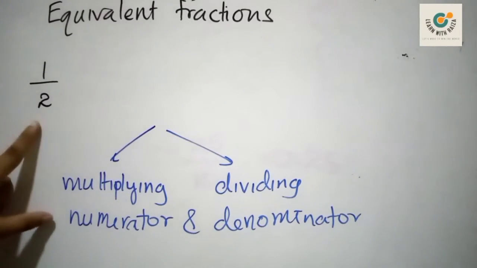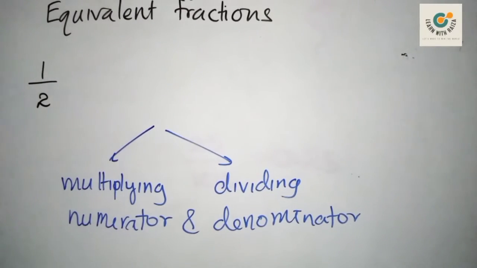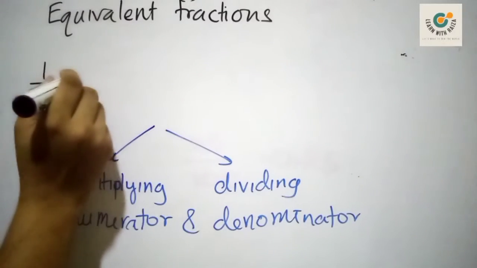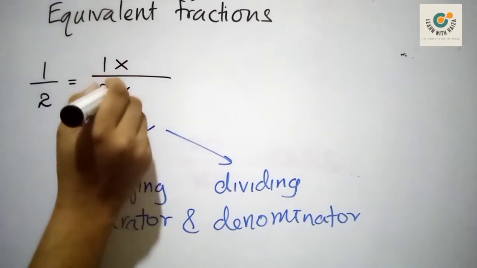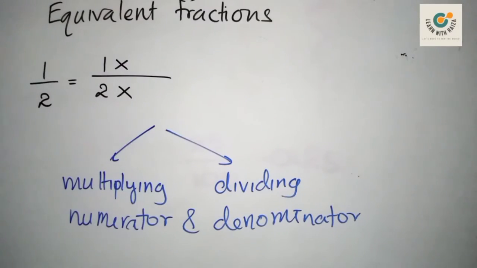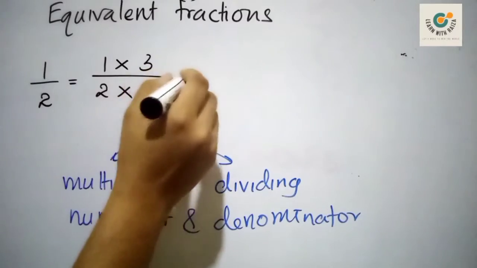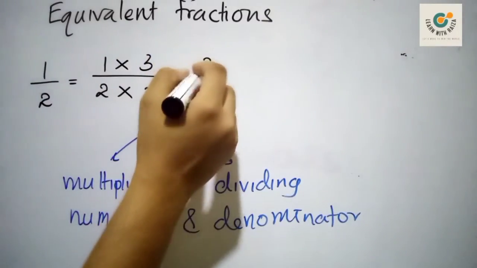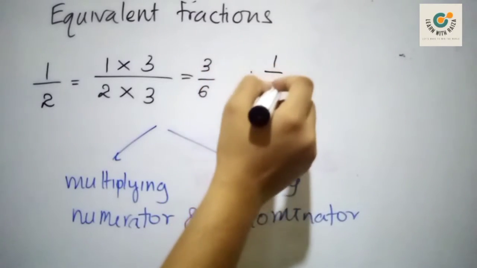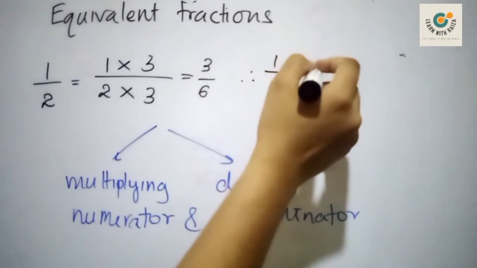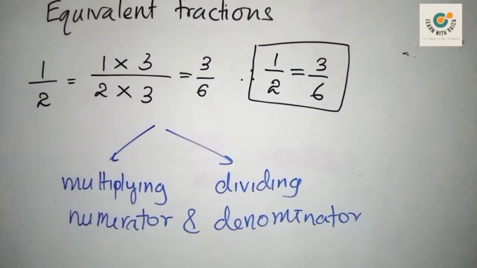Now, I am going to make an equivalent fraction for half. First, we'll do it using the multiplying method. I can make an equivalent fraction for half by multiplying my numerator and the denominator by any number I like. Let me take a small number like 3, where I get 1 times 3 is 3, and 2 times 3 is 6. Therefore, I can say half is an equivalent fraction for 3/6, or else 3/6 is an equivalent fraction for half.